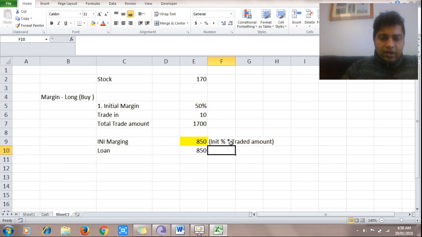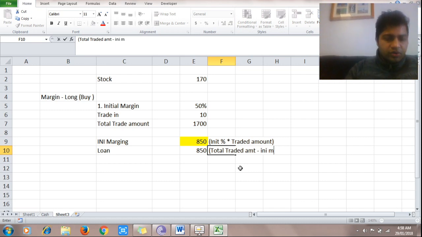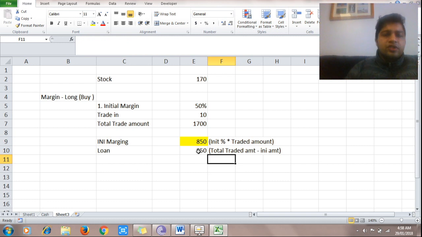How is loan amount calculated? Loan amount is calculated as total traded amount minus initial margin amount that you have incurred. Okay, so this is the loan.